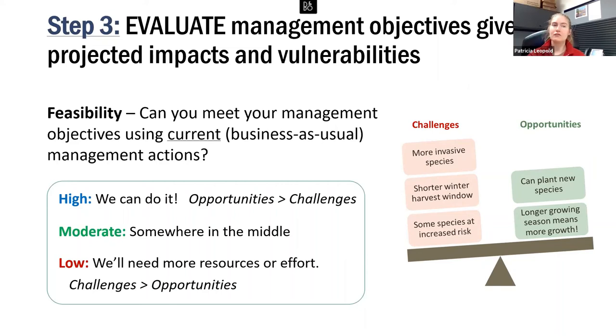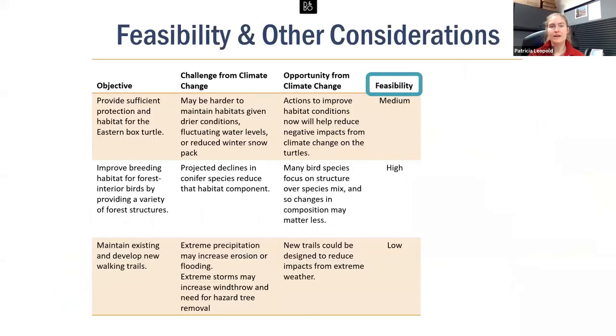And if you're thinking that your feasibility is more in the low category, that means that your existing management options may not be sufficient to overcome climate challenges, and you may struggle to meet your management objectives under climate change. So then in the workbook, you will have the opportunity for each objective to make note of your feasibility, whether it's high, medium, or low.